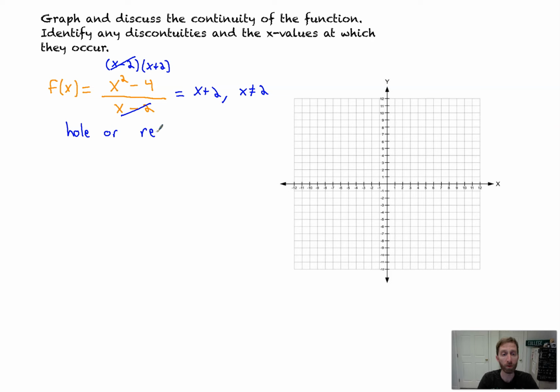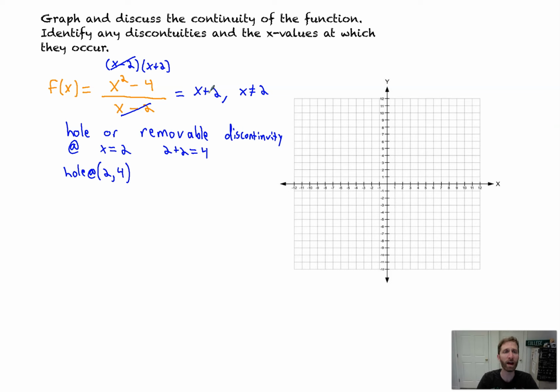So there's a hole or removable discontinuity. How about that? Removable discontinuity at x equals 2. That's where that hole is. Now the question is, what is the y value of that hole? We'll just plug 2 into x plus 2 to find out. 2 plus 2 equals 4. So it's at the point (2, 4) that we have the hole.